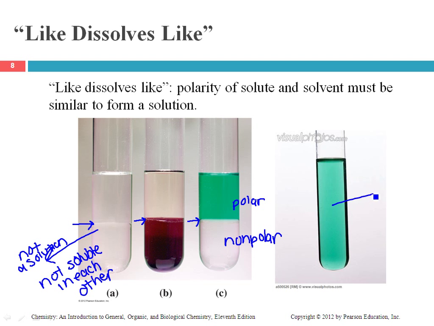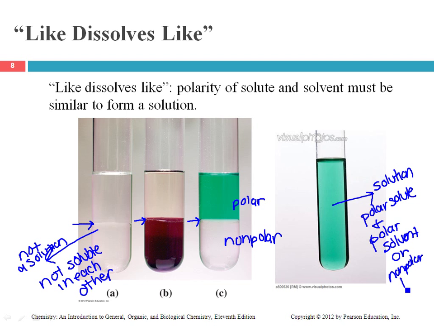This example would be an example of a solution. Let's say that two compounds are represented in here. We're not sure if they're polar or nonpolar, but they would have to be a polar solute and a polar solvent, or vice versa. You could have a nonpolar solute and a nonpolar solvent. If you have a polar and a nonpolar, then you're going to see this separation, and the two are not going to form a solution.